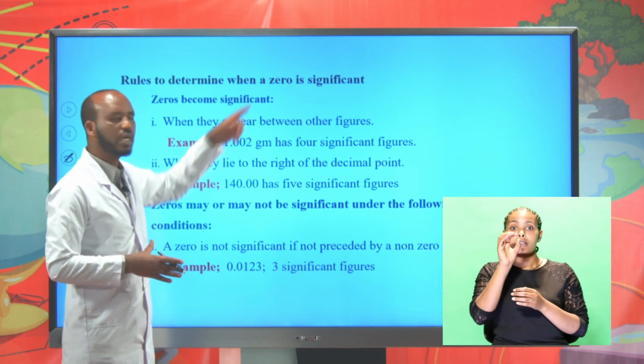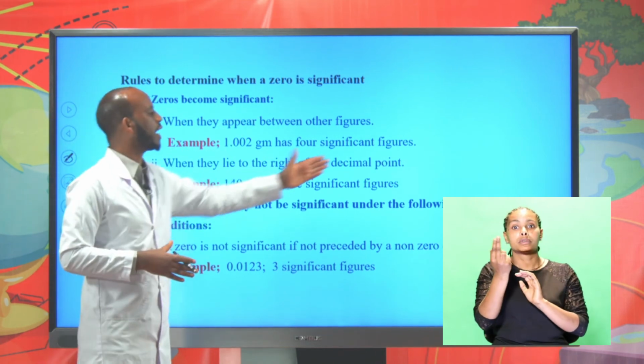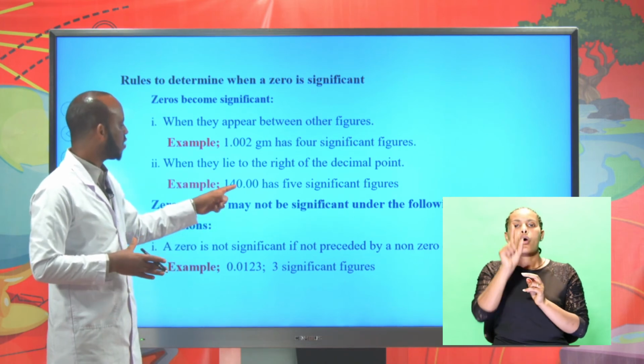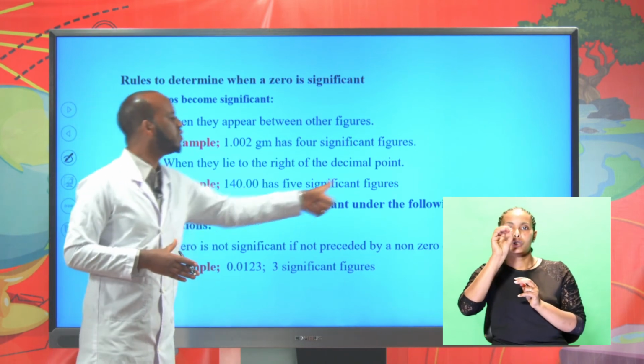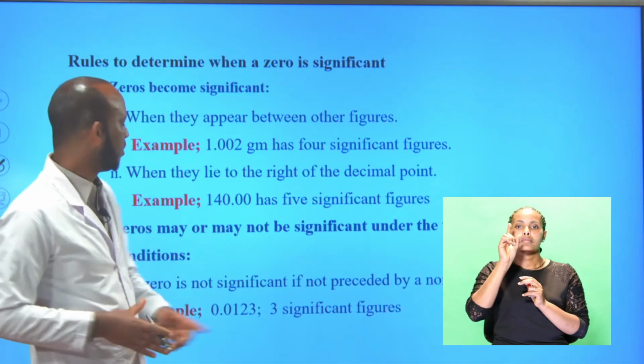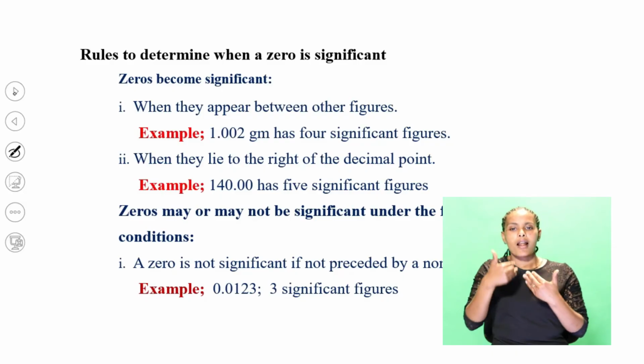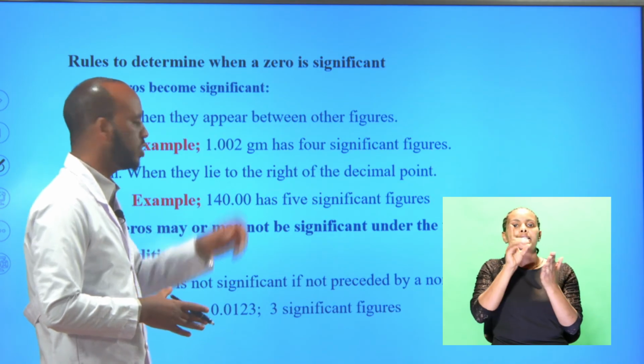Zeros become significant when they lie to the right of the decimal point. For example, 140.00 has 5 significant figures. These zeros are significant because they lie to the right of the decimal point.